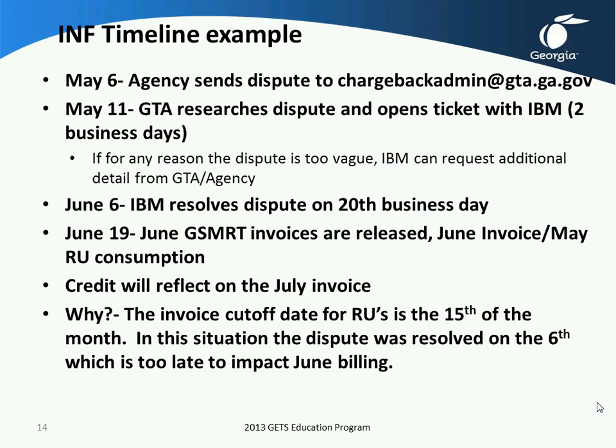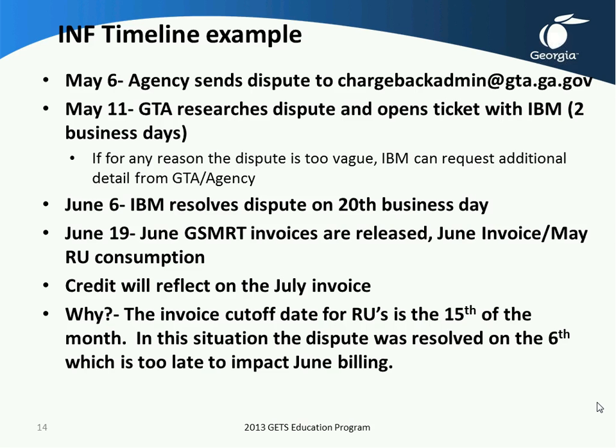So if we were to use an example, May 6th, an agency sends a dispute to chargeback admin. May 11th, CCA researches the dispute, opens a ticket with IBM. Two business days. If for any reason the criteria or the dispute is too vague, IBM can request additional detail from GTA or the agency. Again, that would slow down that whole process. All right, so you want to make sure you provide all the criteria up front.